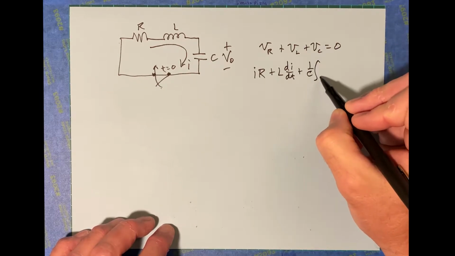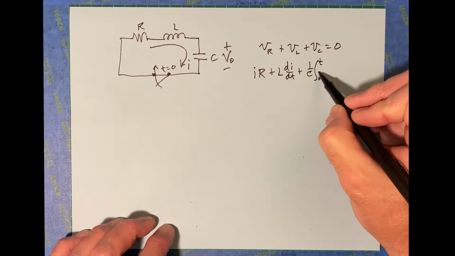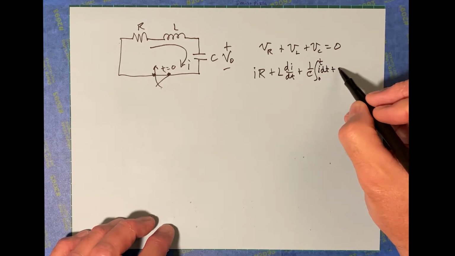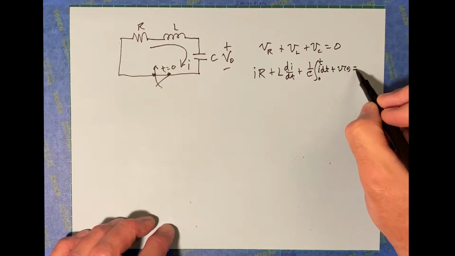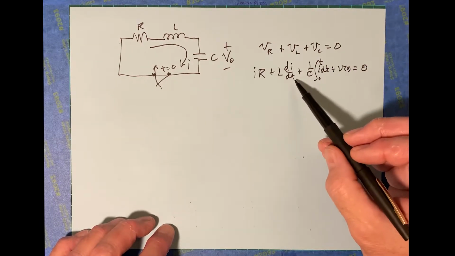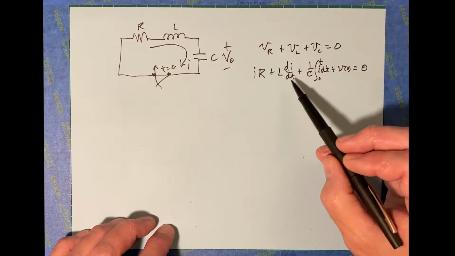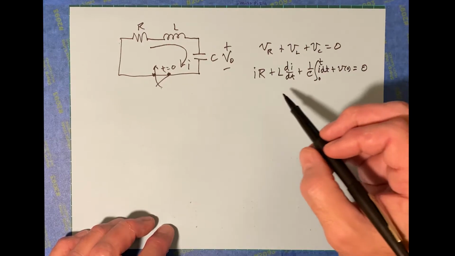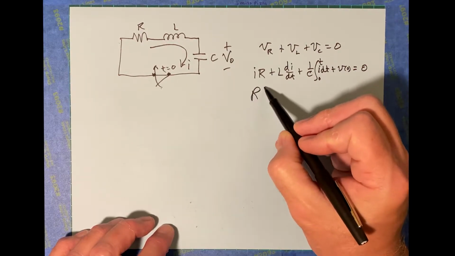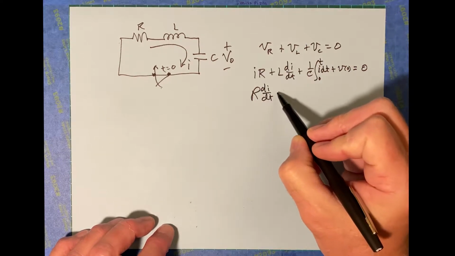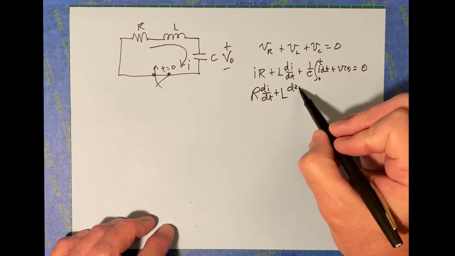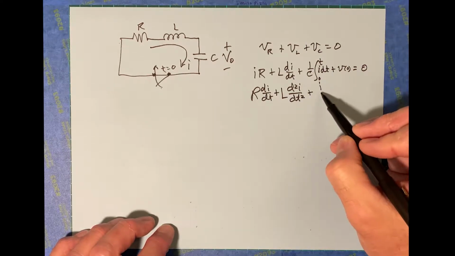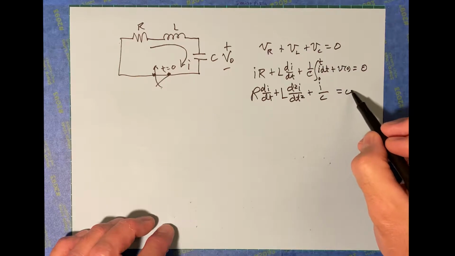Solve for that, and it's the integral from 0 to t of I dt plus whatever the initial voltage was. We've got a derivative and an integral together. You've seen this sort of thing before. How do we do it? We take another derivative of everything. So this is going to be R di/dt plus L d squared I/dt squared plus I over C, and that's equal to 0.